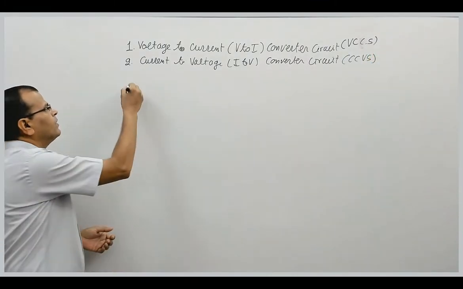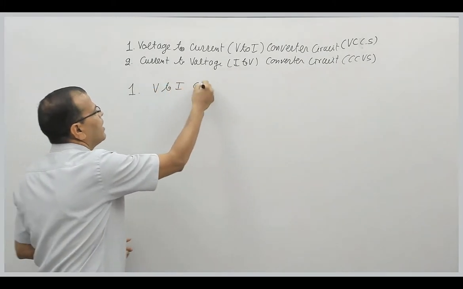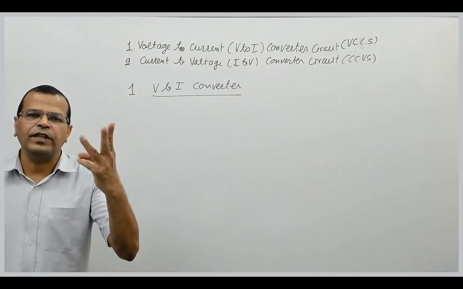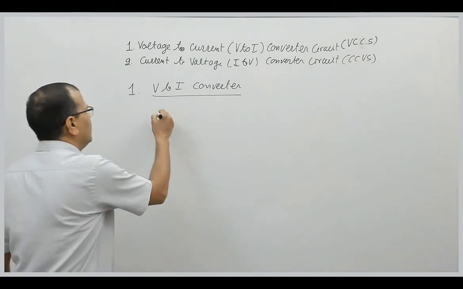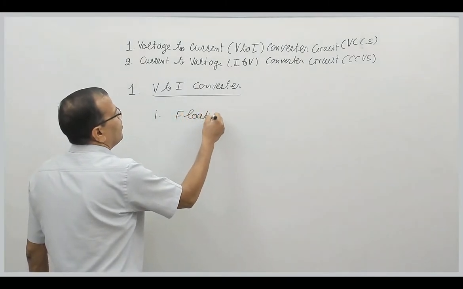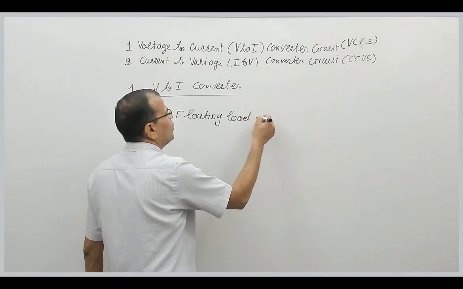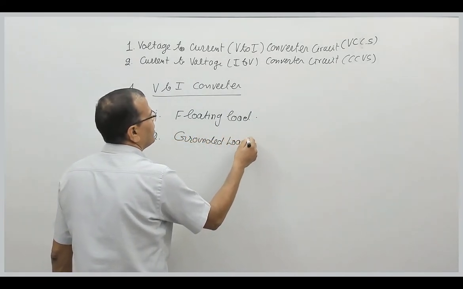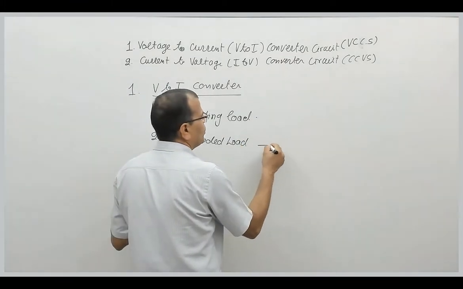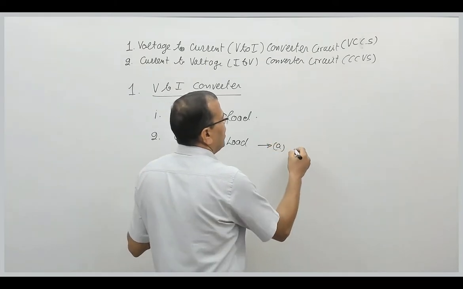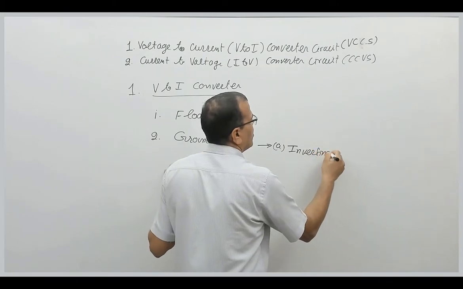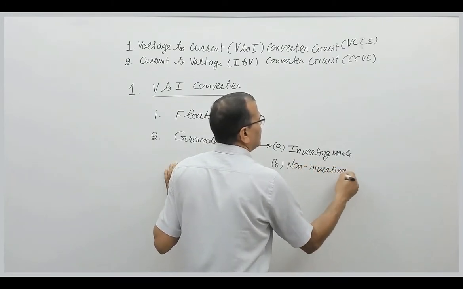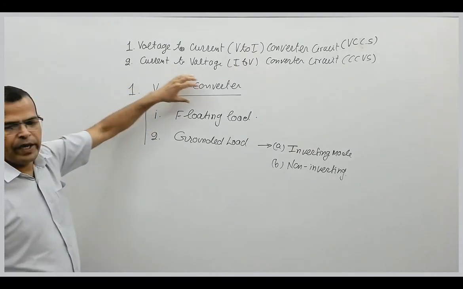Fine. So we will start with the first one, that is V to I converter, voltage to current converter circuit. We have three different circuits in this category. First, we will be talking about floating load converter. And second, we will be talking about grounded load converter. And in this also we have two modes, again two categories. First one is the inverting mode, and second is the non-inverting mode. So these are the three different circuits we'll be talking about in V to I converter circuits.